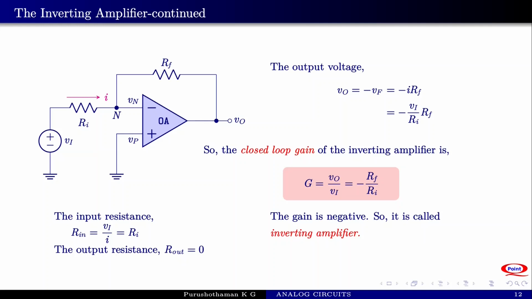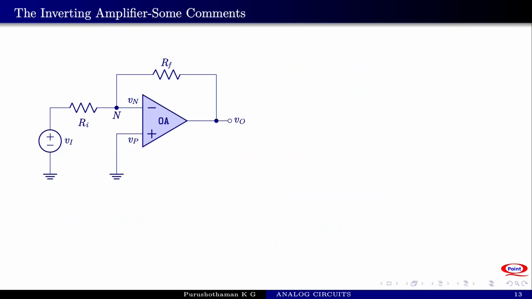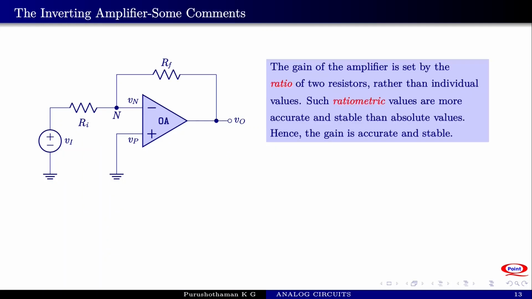Some comments are worth noting about the inverting amplifier. The first point is, the gain of the amplifier is set by the ratio of two resistors rather than individual values. Such ratiometric values are more accurate and stable than absolute values. Hence, the gain is accurate and stable.